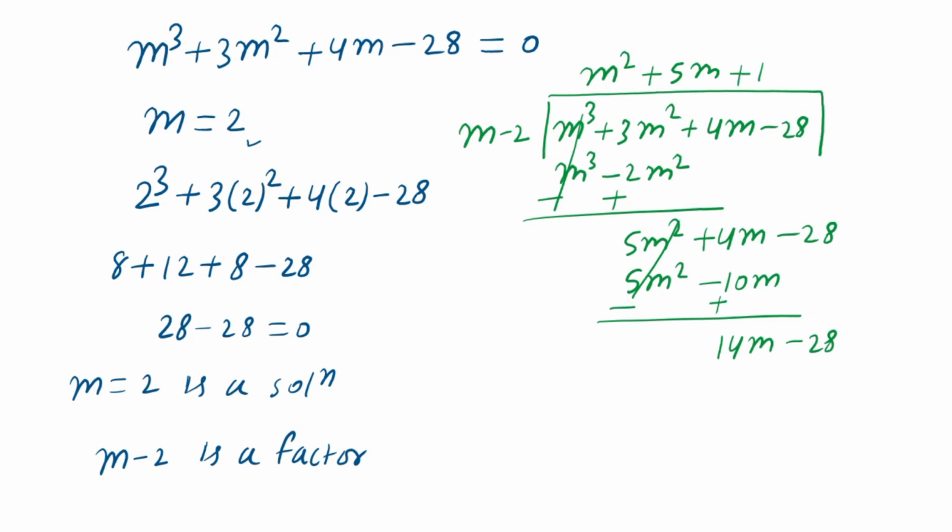Now 14 times m − 2 gives 14m − 28, and these cancel out, so we get 0. Now the factorization of this cubic equation is (m − 2)(m^2 + 5m + 14) = 0.